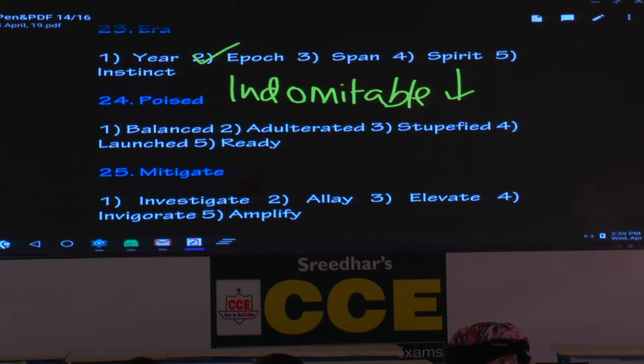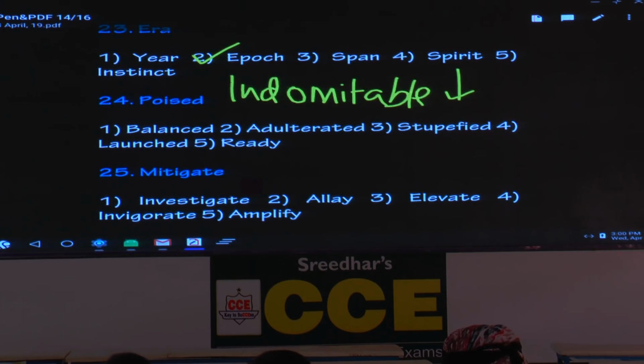Generally poised means what? Balanced, composed. Please write two words. Balanced, composed. But in the context, please go to the context. The banking sector is poised for more challenges. Now, what is the typical meaning of poised? Balanced. What is the first option here? If you think that is the answer, not correct. What is the second one?